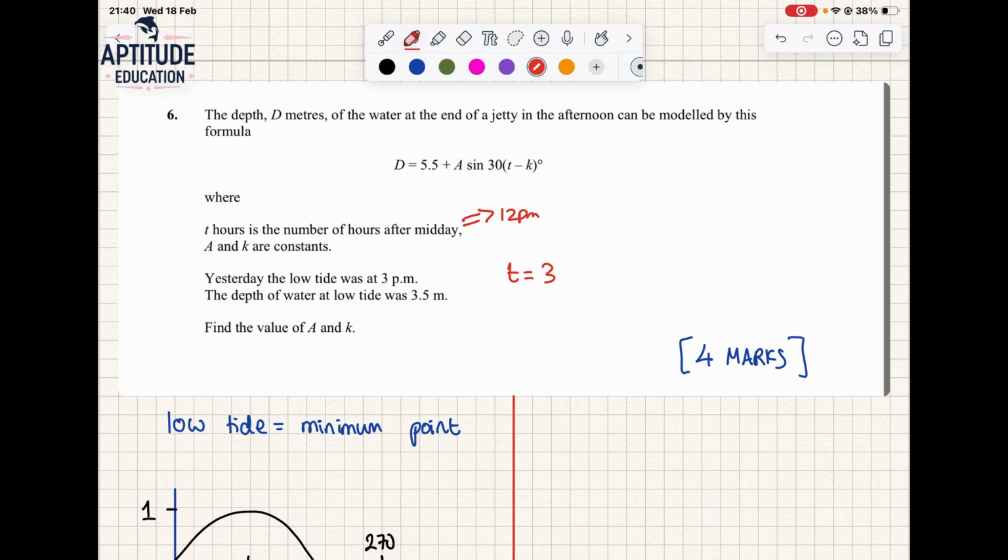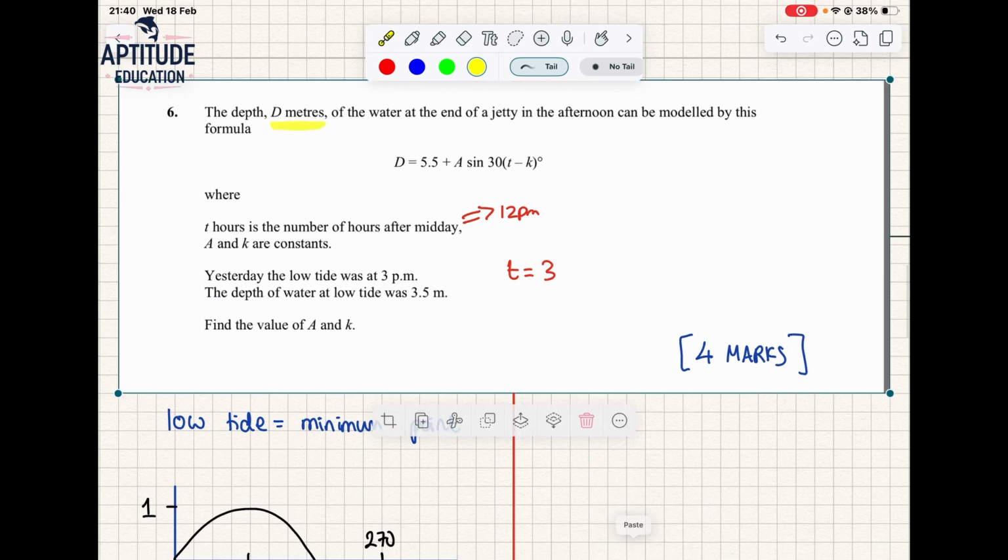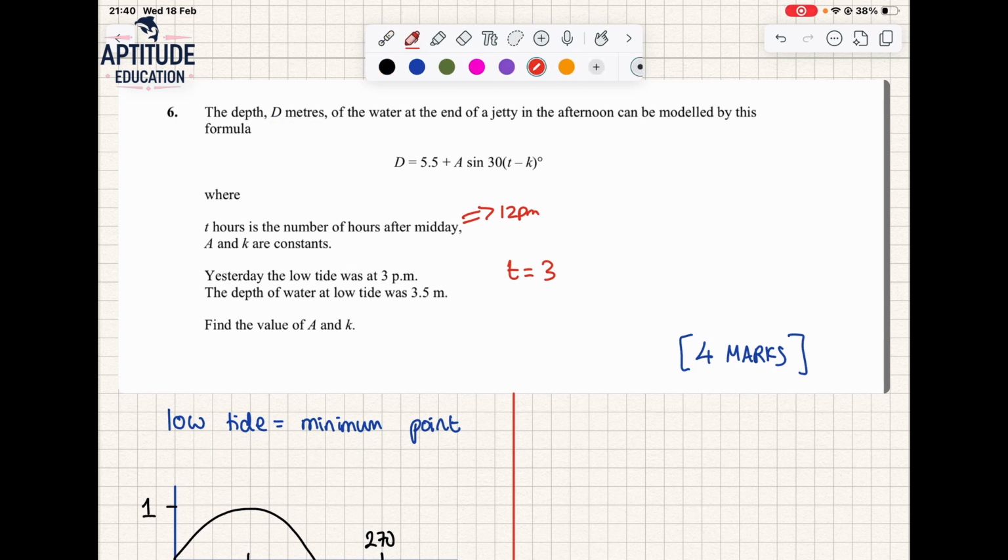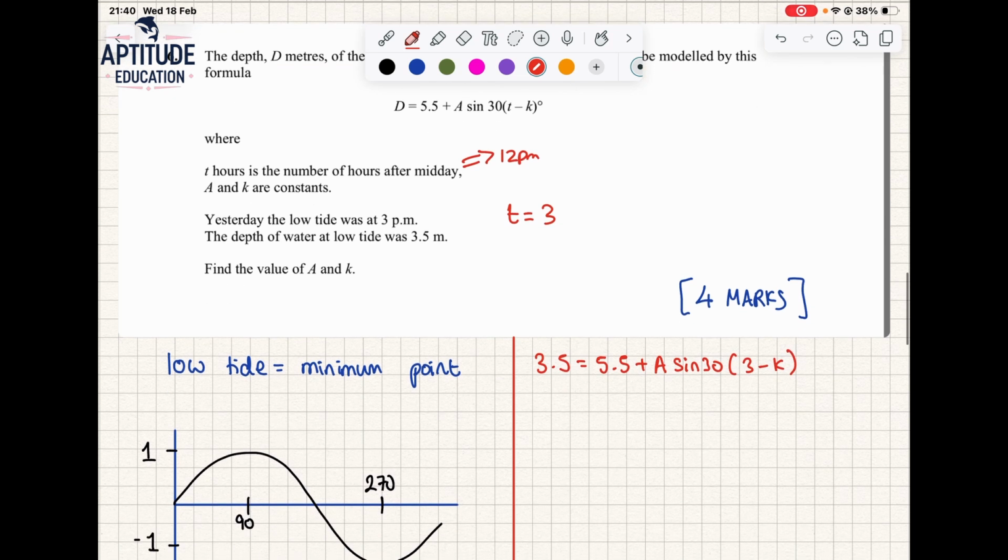And then secondly, we also know that the depth of the water at low tide was 3.5 meters, and we know d is our meters of depth, right? So now we can instantly fill in our modelling equation. So we know that d is going to be 3.5 meters, and that's going to equal our 5.5 plus a, which we don't know yet, sine of 30 times t, which we know is 3, minus k. Then we can just slightly rearrange this by putting the 5.5 to the left-hand side, which ultimately makes minus 2 equal to a sine of 30 times (3 minus k).